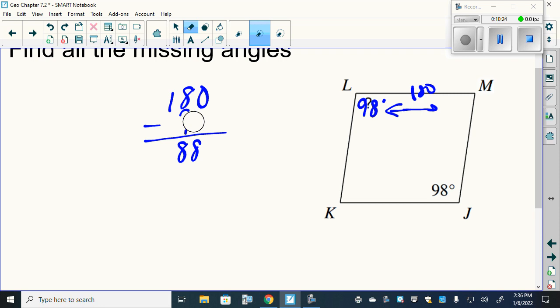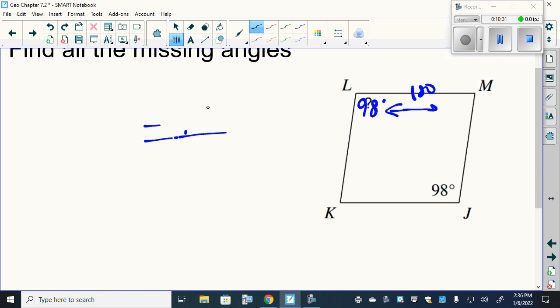it's not 92, because this should be 98, which would give us 82. I think I was getting ahead of myself. If I'm not paying attention, I'll end up writing the answer down instead of the number I'm supposed to.